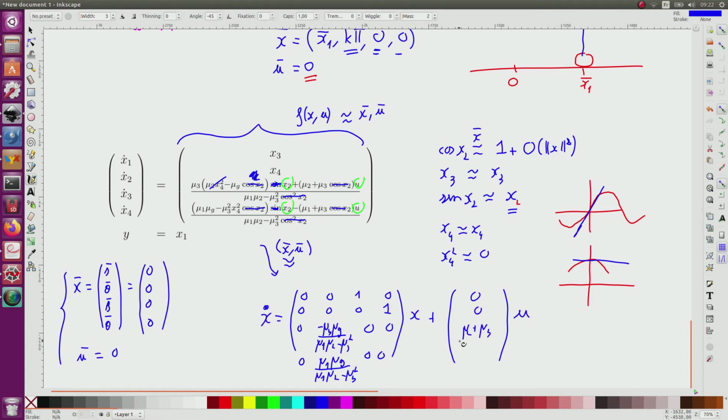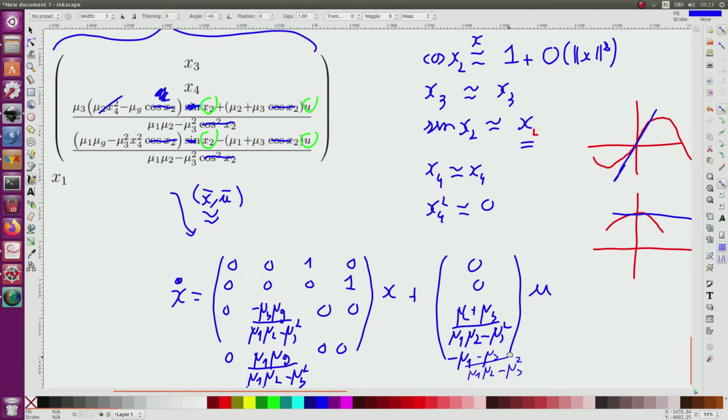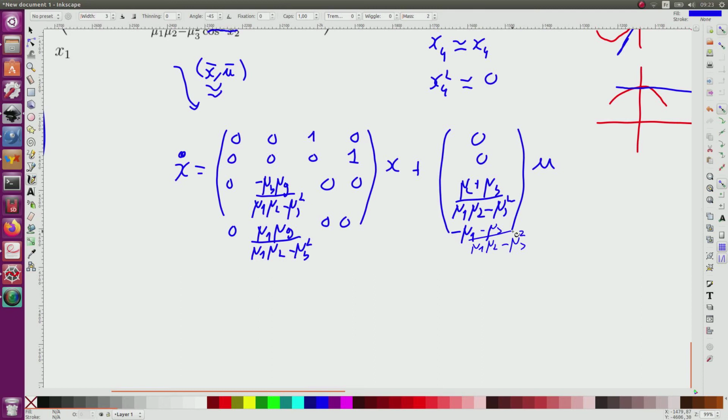So here 0, 0 divided by the same, so mu1 mu2 minus mu3 square. And again here I will have minus mu1 minus mu3 divided by mu1 mu2 minus mu3 square. So it is my first order approximation. This corresponds to the matrix A, and this one to the matrix B.